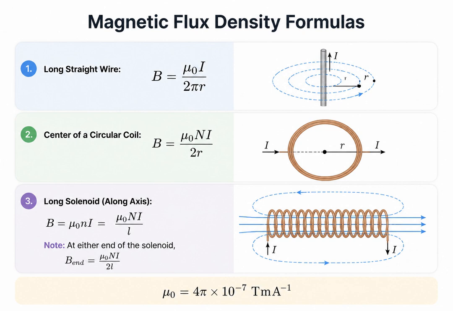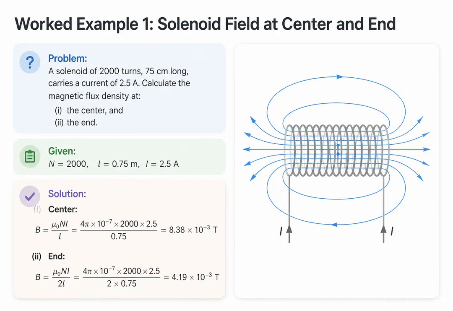An important detail to remember is that at the very ends of the solenoid, the magnetic field strength drops to exactly half of its value at the center, which is mu naught Ni over 2L. Let's put these solenoid formulas into practice with a concrete example.